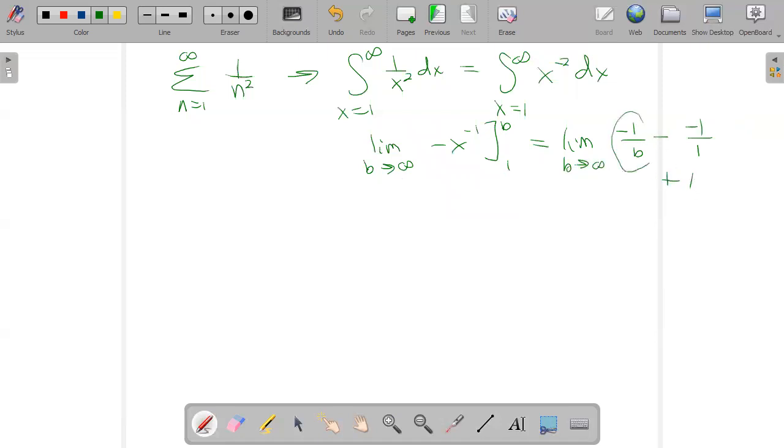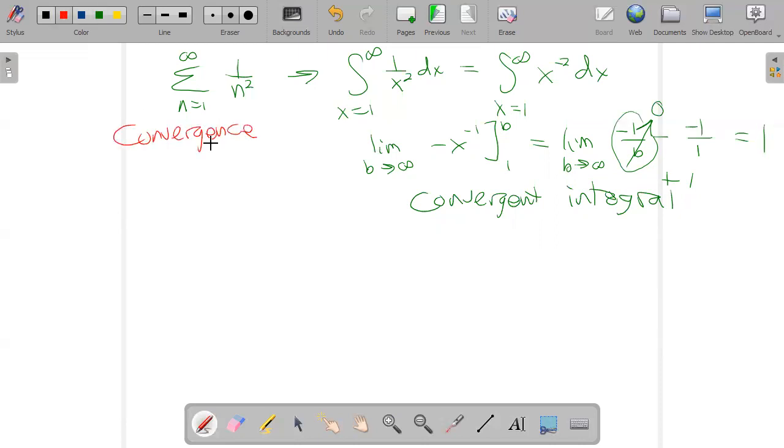And then as b grows, this thing right here is going to 0, right? The numerator's fixed, the denominator's increasing, so that's going to 0. So what is the limit here? The limit is 1. Now, I don't care what number the integral goes to. It could be pi, it could be a million. I don't really care, as long as it exists. That means it converged. So because we found a number here, we have a convergent integral, and according to that theorem, the sum must also converge. So here we have convergence by the integral test.